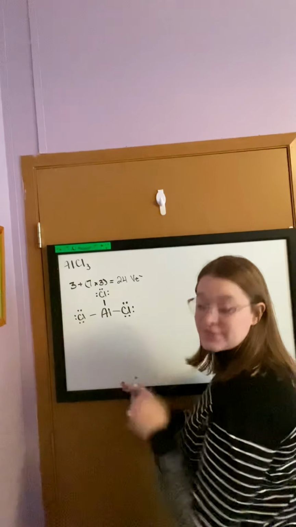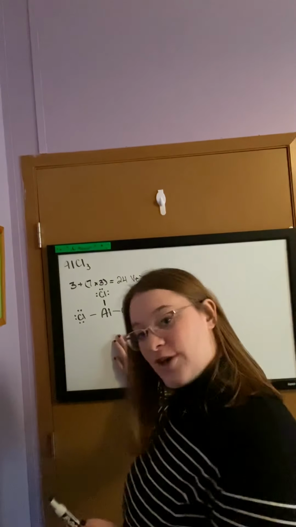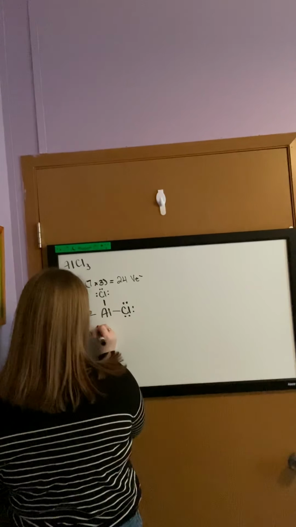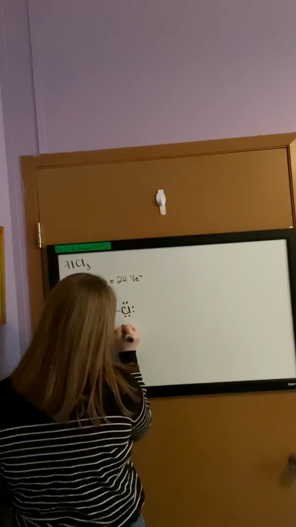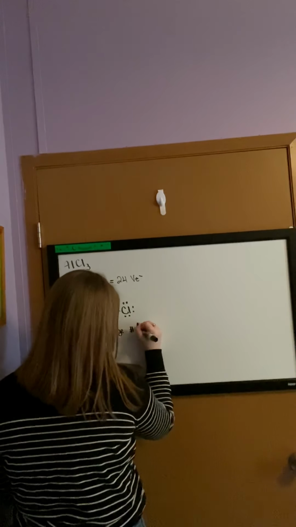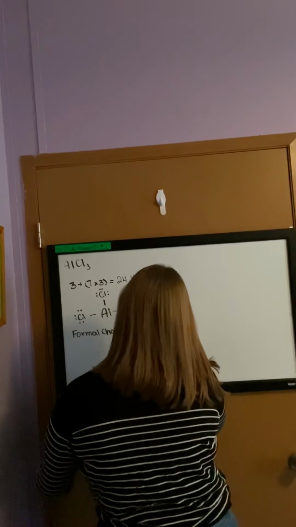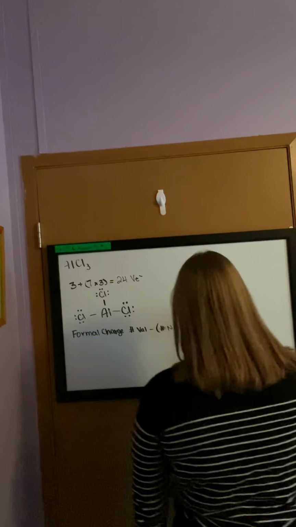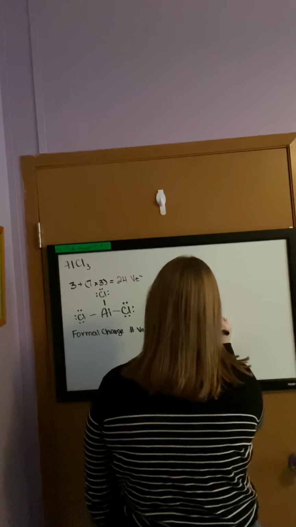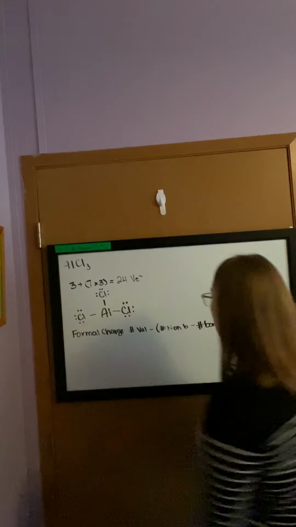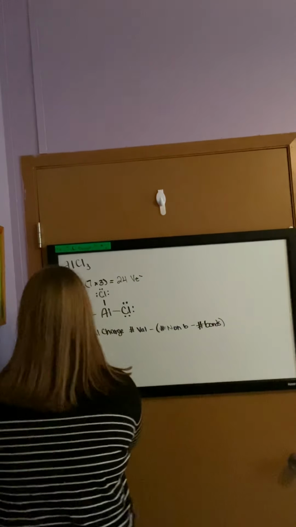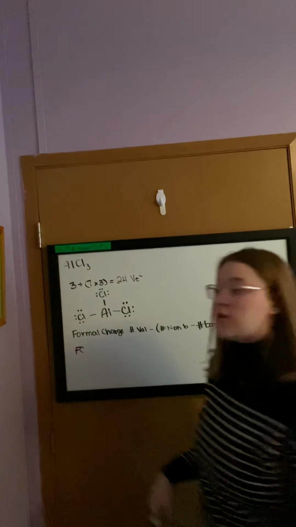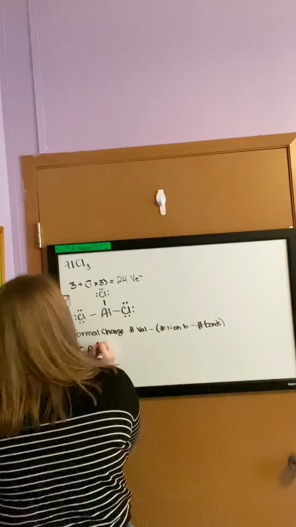And yeah, so now we are going to look at formal charge. The formal charge is the number of valence electrons minus the number of non-bonding electrons minus the number of bonds. So we're going to do the FC, which is a good shorthand for formal charge, of Al, which is aluminum.